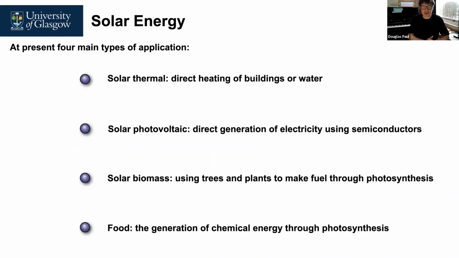So overall with solar energy, there's four major types of applications. Now, in the previous lectures, we've spoken a bit about solar biomass and using trees and plants to make fuel through photosynthesis and how to have those being sustainable. There's also, of course, food and the use of solar in the generation of the chemical energy through photosynthesis, particularly in plants. Now, we're not going to talk about solar biomass or food anymore in this course. We've already covered them sufficiently for the course.